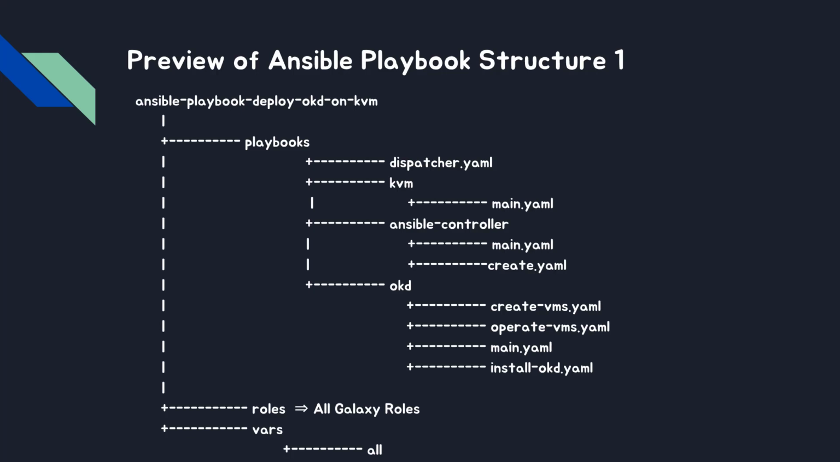This is a preview of Ansible playbook structure 1. There is the Ansible playbook deploy OKD on KVM. It is the root directory. Inside that directory, we have playbook, roles, and vars. The playbook has a dispatcher.yaml file. I'm going to explain next time what the dispatcher is and how to use it. And KVM, as I told you, we need KVM install and config. It is for that.